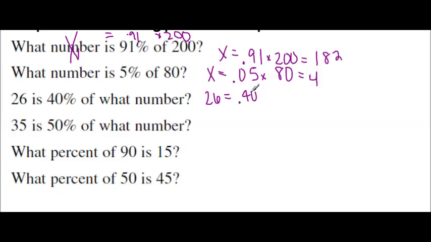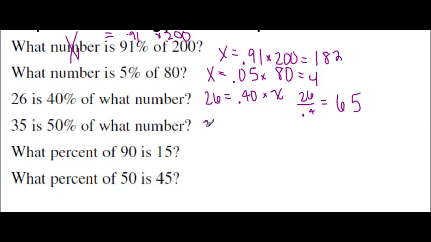Alright, this one's a little bit different. 26 is 40% of what number? So it's going to be 26 equals 0.40 times x. I'm going to divide both sides by 0.40. So the math that I will do on the calculator is 26 divided by 0.4. Gives me 65.